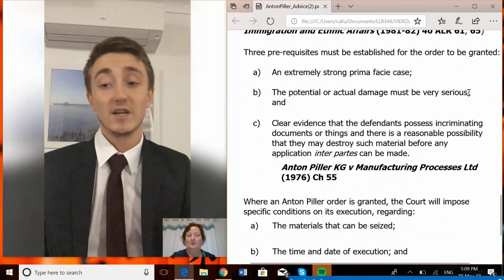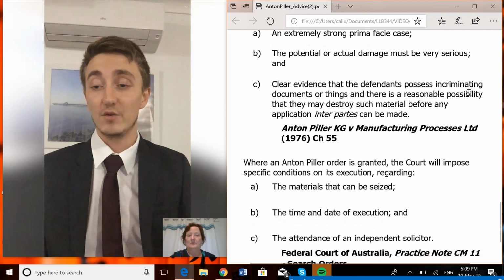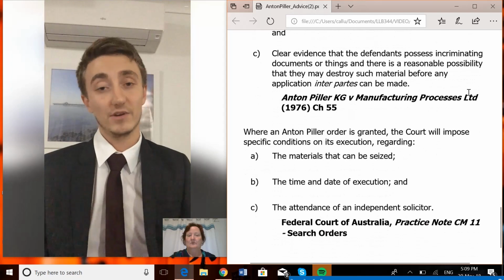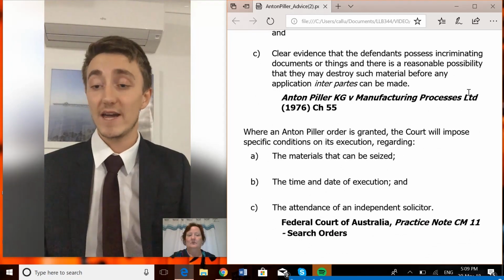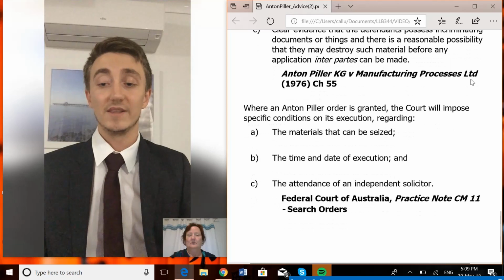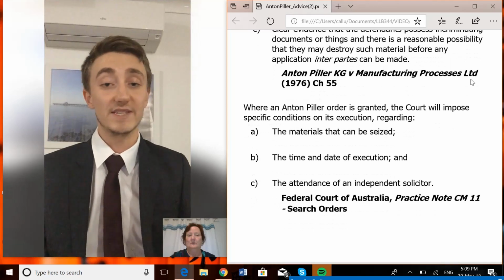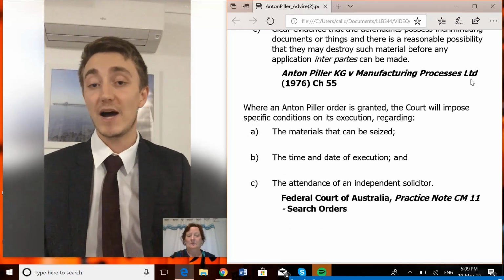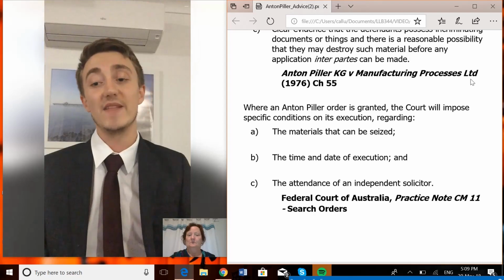Finally, if the court does indeed grant an order, then the court will also impose specific conditions on how the order is executed. This usually includes the type of materials that can be seized, the amount of people in the search party, and also the times and dates when that search can happen.